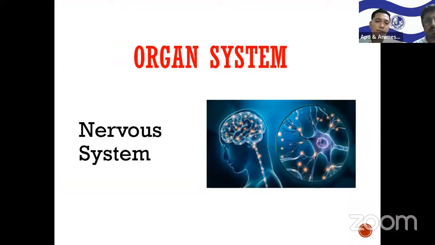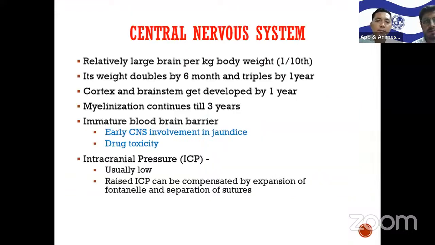The next is the nervous system. Coming to the central nervous system, babies have a relatively large brain per kg body weight, around 1/10 of the body weight in newborns. The weight of the brain doubles by 6 months of age, and it triples by 1 year of age. The cortex and the brainstem get developed by 1 year of age, but myelination continues till 3 years of age.